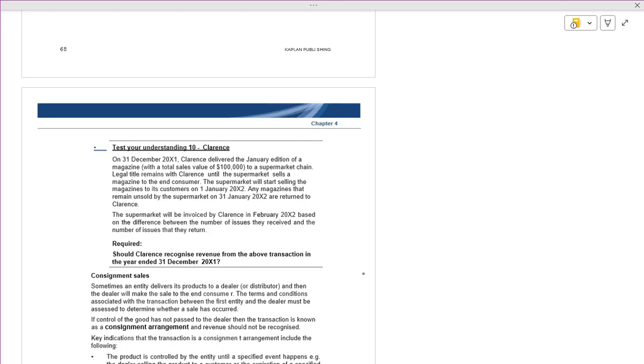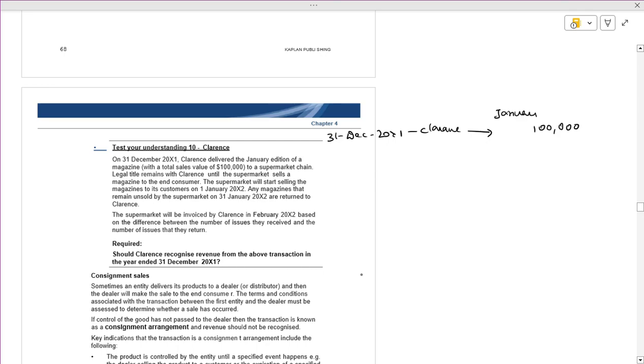31st December, Clarence delivered the January edition of the magazines with a total sales value of how much? See, this happens whenever you are selling, the publisher will sell. 31st December 2001, Clarence has delivered the next month edition, okay? January edition of the magazines, with total value of sales of 100,000 to a supermarket chain.